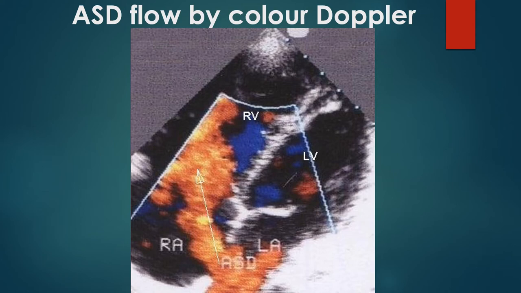Flow reversal, that is blue color jet moving from right atrium to left atrium, can occur when there is severe pulmonary hypertension. Transient right to left shunt can occur even without pulmonary hypertension during Valsalva maneuver. Reverse flow across the atrial septal defect, that is right to left shunt, can also be seen in total anomalous pulmonary venous connection.